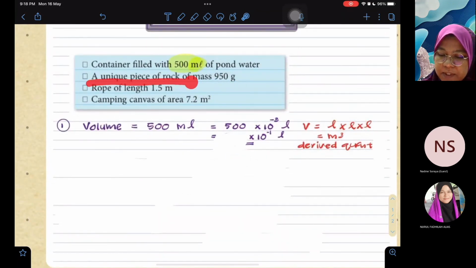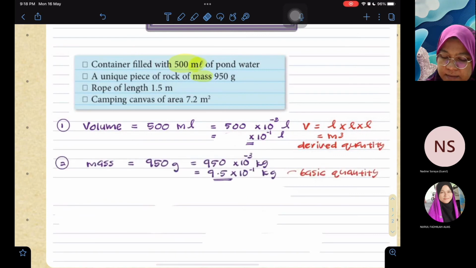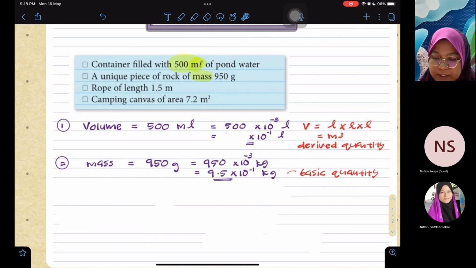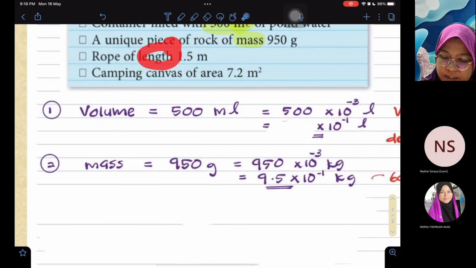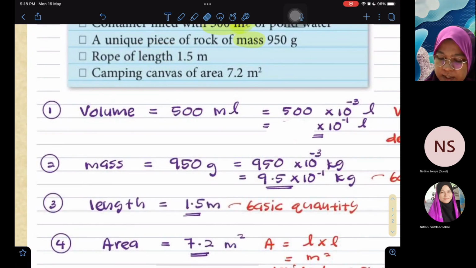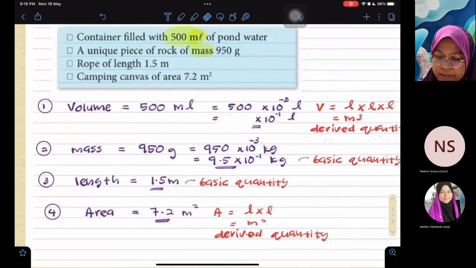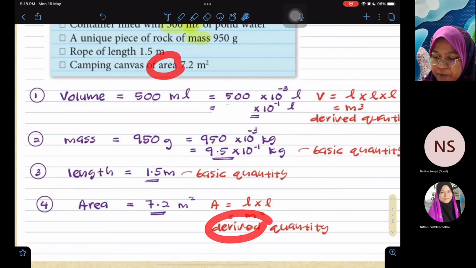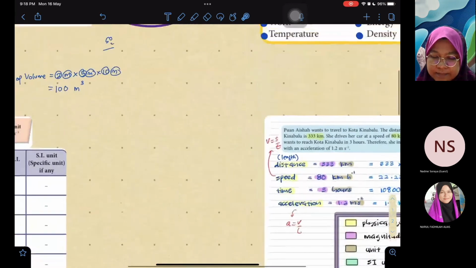Next question. A unique piece of rock of mass 950 grams. So kita ada physical quantity mass dekat situ. It's mentioned clearly. Cuma soalan boleh tanya, so is mass a derived or basic quantity? Jadi jawapan kita, mass is a basic quantity. Kan? Dia macam tu saja. Rope of length. Okay, kat sini dia guna length. Jadi length kita dah tahu, it's a basic quantity. Area, what about area? Area adalah derived quantity. Okay, so those are the examples.